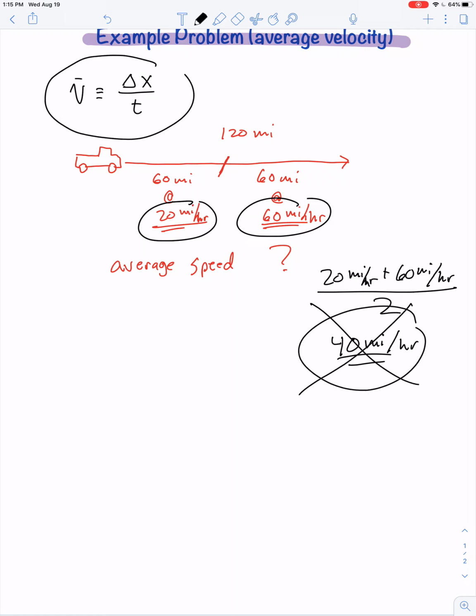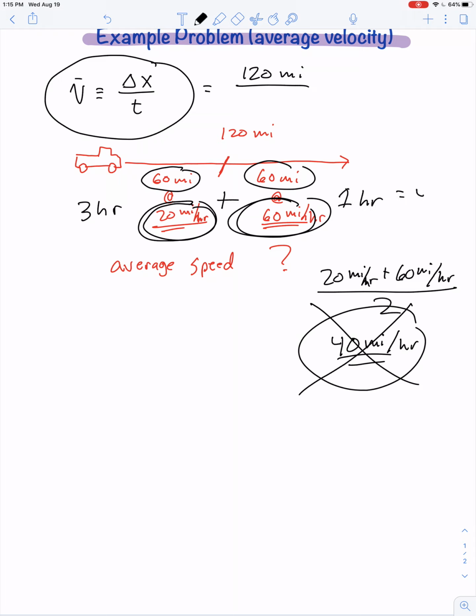Those who took this definition to heart found a different answer, right? So let's see. We know the total distance traveled. That's easy, that's given. That's 120 miles. We don't know the total time, but we can figure it out. If you have to go 60 miles and you do so at a speed of 20 miles per hour, I think we all agree that's going to take 3 hours for the first half of the journey. And likewise, the second half of the journey, 60 miles at 60 miles per hour, is only going to take 1 hour. So if we add this all up, our total time is 4 hours.